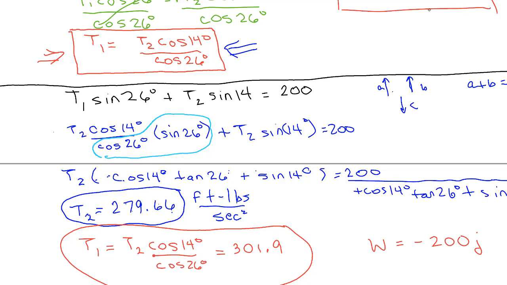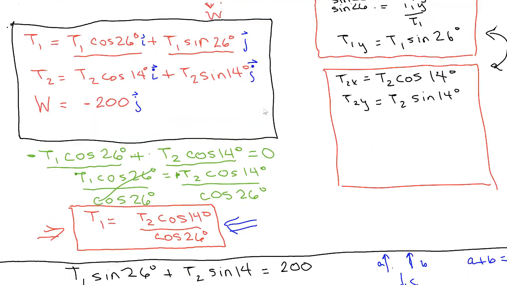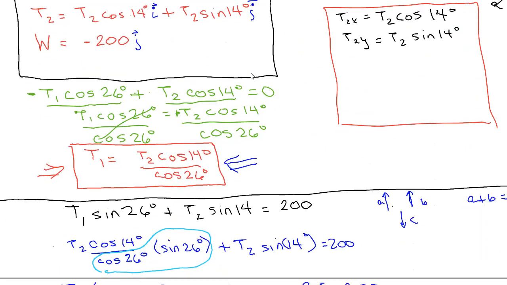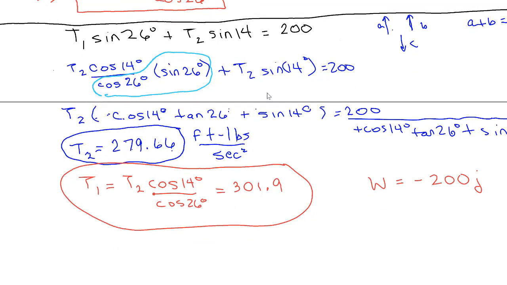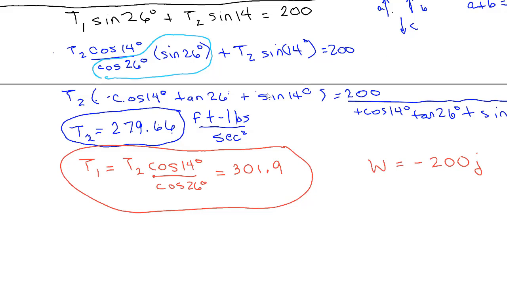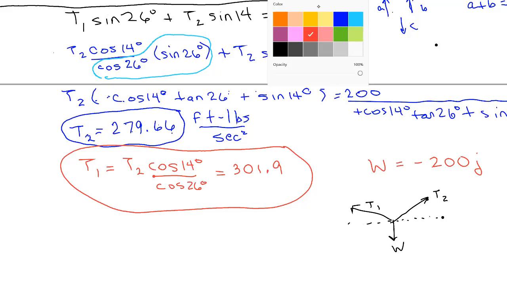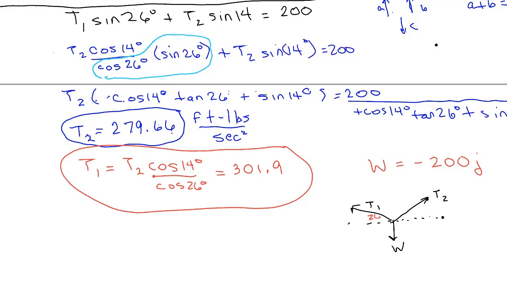J. And I think it asks us to put both of these in terms of rectangular. So we know the magnitude of T1. We know the magnitude of T2. We know the angles. So let's really redraw everything one more time. I think this was T2 and this was T1 and this is W. We know this is 26 degrees and this is 14 degrees.